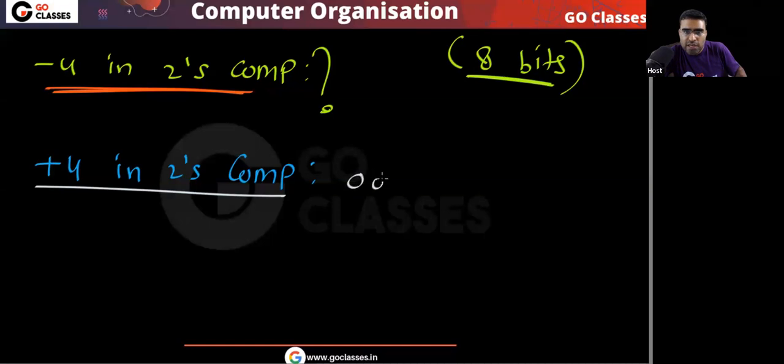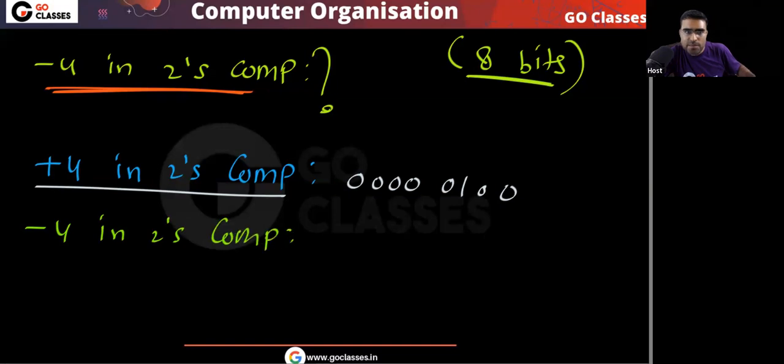Okay, so what will that be? That will be 0 0 0 0 0 1 0 0. Yes or no? Now how to write minus 4 in 2's complement? Very simple. Go from left to right, till the first one you go. Till the first one, that will be same.